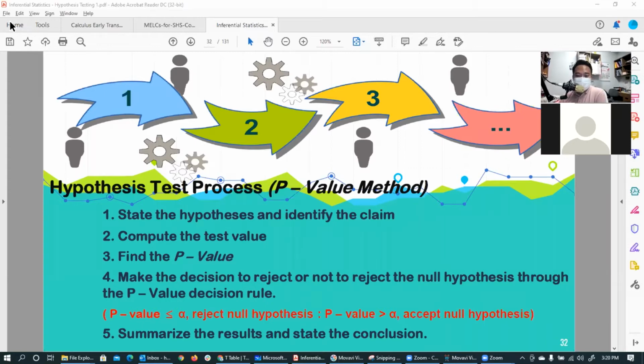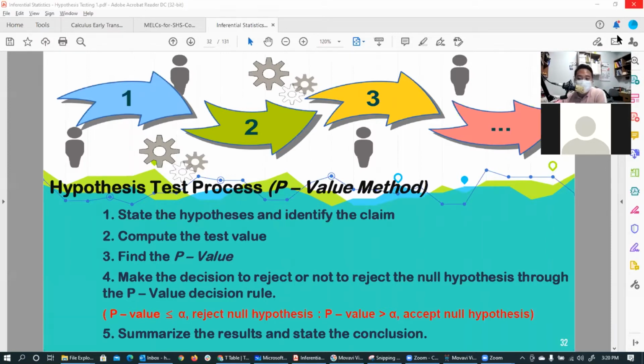Sige, let's get started. So these are the steps that you can see on your screen, guys, for the p-value method. First, statement of hypotheses. Second, compute the test value. Third, find the p-value. Four is to make a decision whether you reject the null hypothesis or accept the null hypothesis. The decision basis, guys, to do that is this. If your p-value is less than or equal to your alpha, you have to reject the null hypothesis. If your p-value is greater than your alpha, then you have to accept the null hypothesis. Okay? And then, of course, the last step is to summarize your solution.